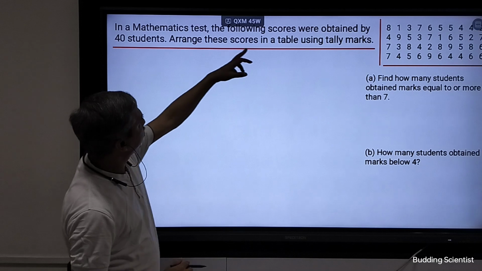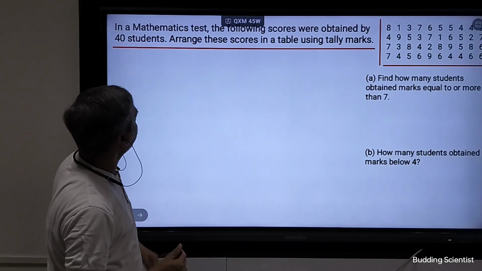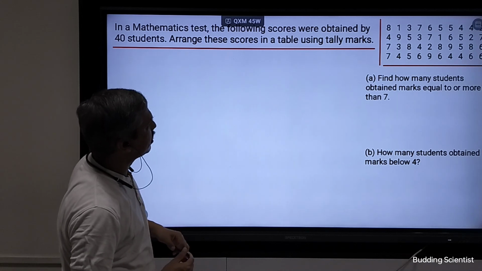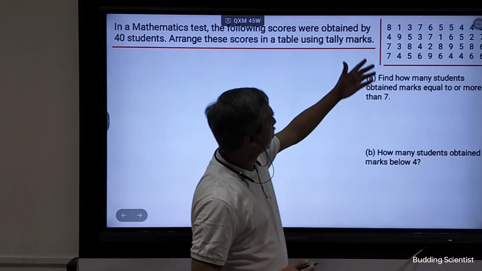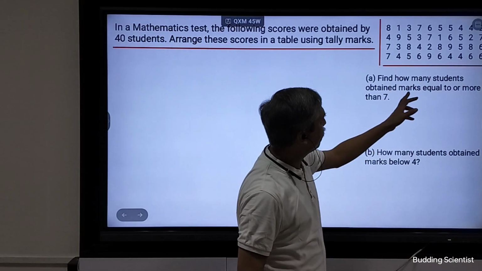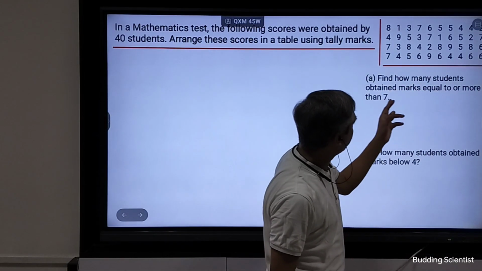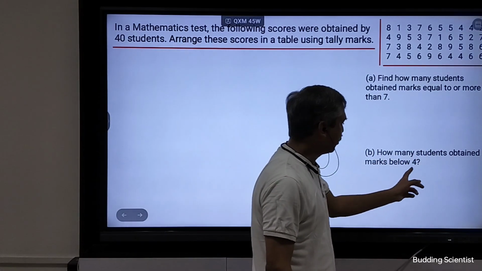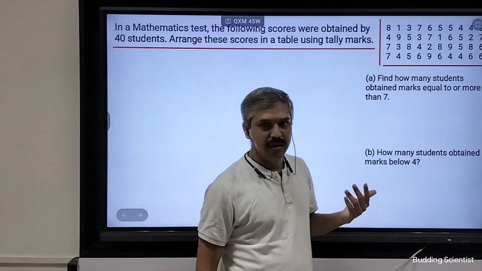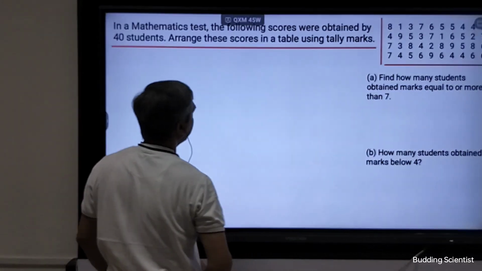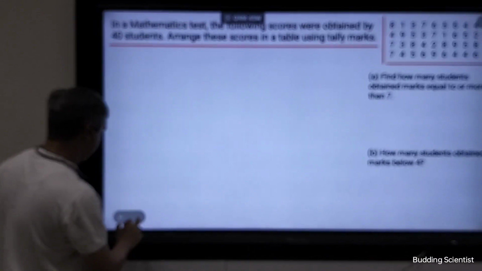In a mathematics test, the following scores were obtained by 40 students. Arrange these scores in a table using tally marks. These are the scores, and find how many students obtained marks equal to or more than 7. This is the first question. Second question, how many students obtained marks below 4? We'll see these two questions later on. First, we'll address this question. Arrange these scores in a table using tally marks.